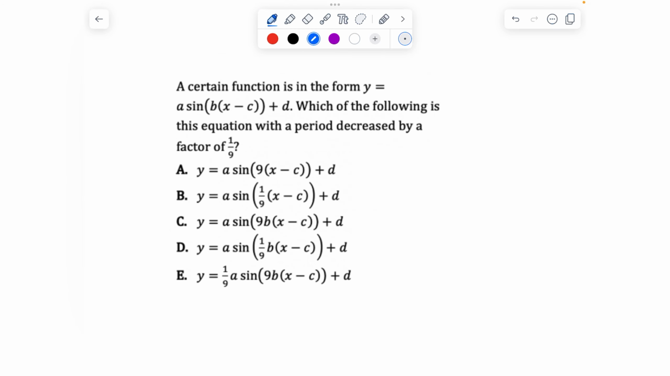All right, in this problem, a certain function is in the form y equals a sine of bx minus c, plus d. Which of the following is this equation with a period decreased by a factor of 1/9?